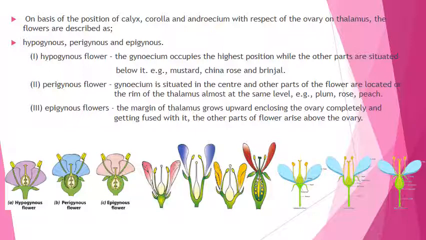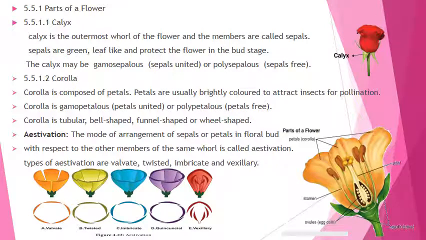And the third one is epigynous flowers. In these flowers, the margin of the thalamus grows upward, enclosing the ovary completely. That means it covers the entire ovary and gets fused with it. The other parts of the flower arise above the ovary. The diagrams are given below. You can refer to the diagram. Thank you. Now we discuss the different parts of the flower.